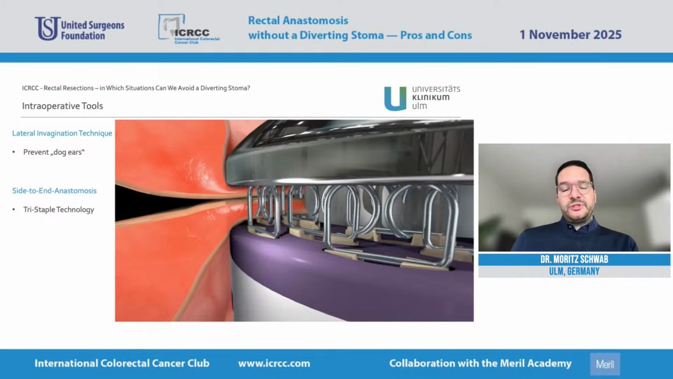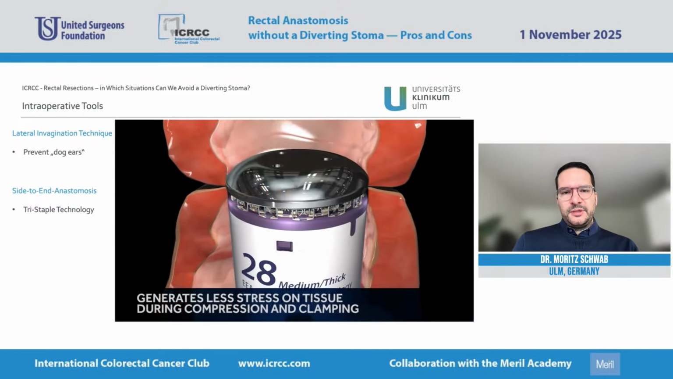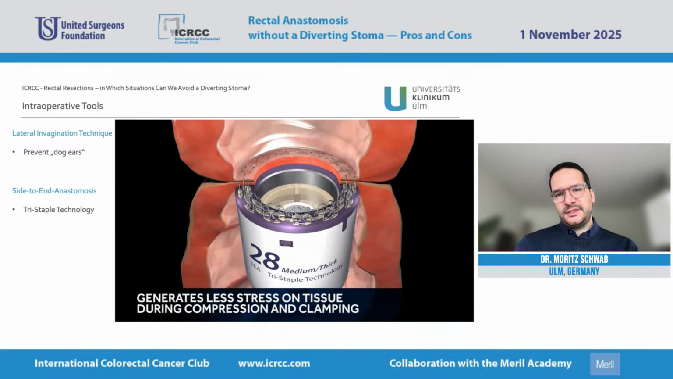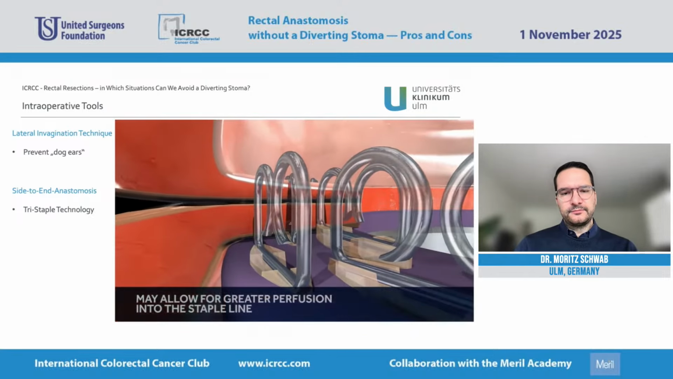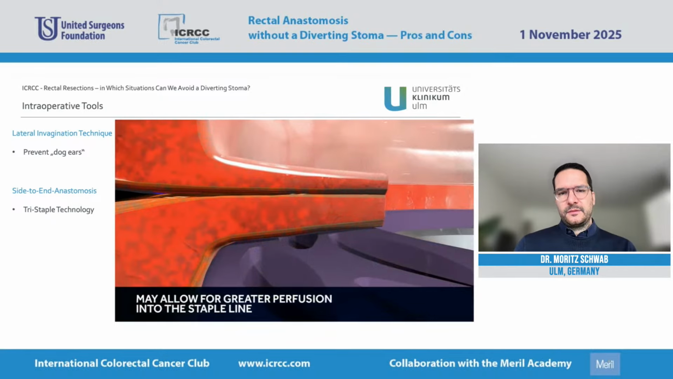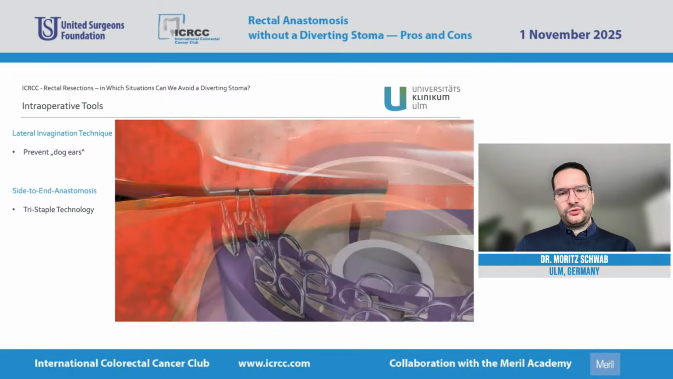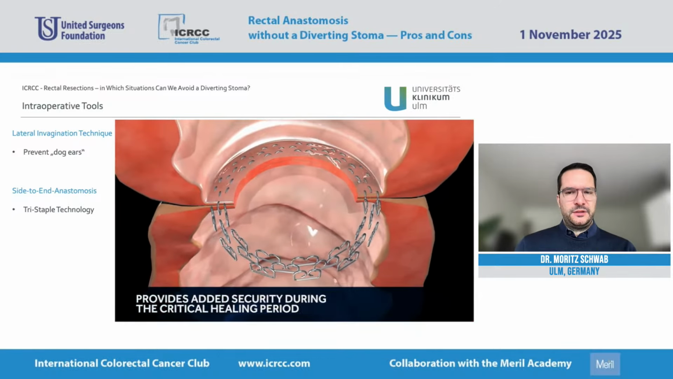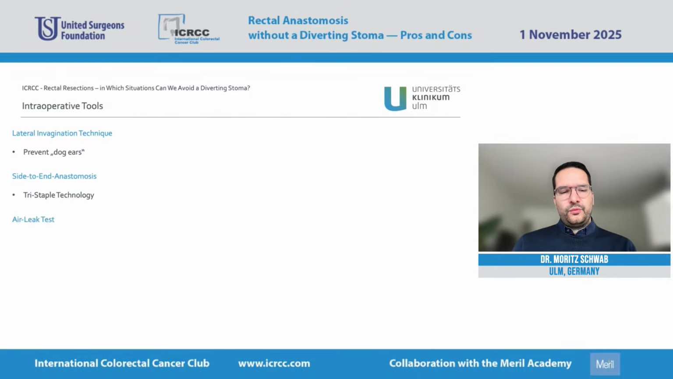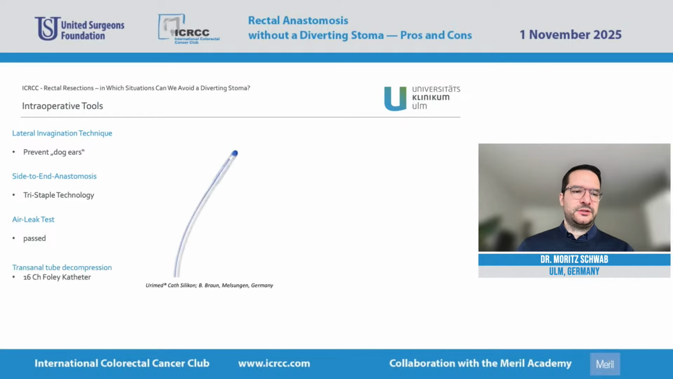Also, we use the tri-staple technology for the circular stapler. We normally do a side-to-end anastomosis, also due to a better perfusion of the anastomosis. We always do an air leak test. In this case, it was normal, no leakage, so there was no need for a diverting stoma.